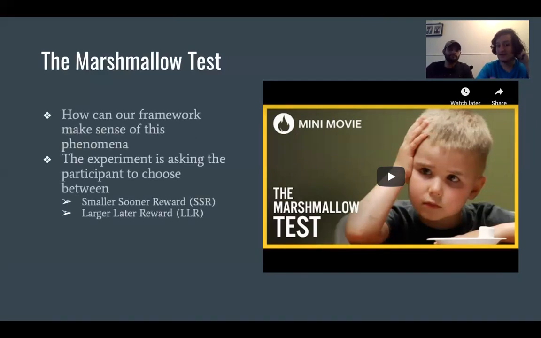So how can this framework start to make sense out of the marshmallow test? How could we bring behavior analysis to the situation? The crux of the experiment, they were asking the participants to choose between a smaller, sooner reward, so that's immediately have one marshmallow, or a larger, later reward, which is wait the 15 minutes and then you'll get access to two marshmallows, right? It's completely up to you.